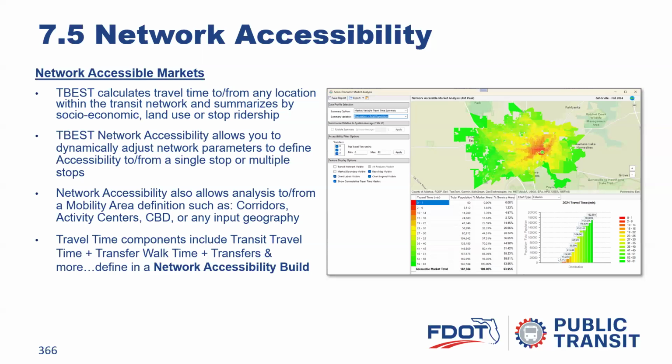Network accessibility also allows analysis to and from a mobility area definition, such as corridors or activity centers or a central business district or any input geography. And we define travel time as network travel time, the components of which are in-vehicle time, transfer walk time, transfer wait time, and more. We define those using what's called a network accessibility build. We mentioned this before: it's basically a stop-to-stop OD matrix, or origin destination matrix, from every stop to every other stop in the network.